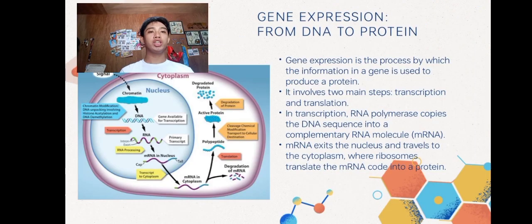So we have here the gene expression. It is the process by which the information in a gene is used to produce a protein. It involves two main steps, transcription and translation. So we will now talk first about transcription.